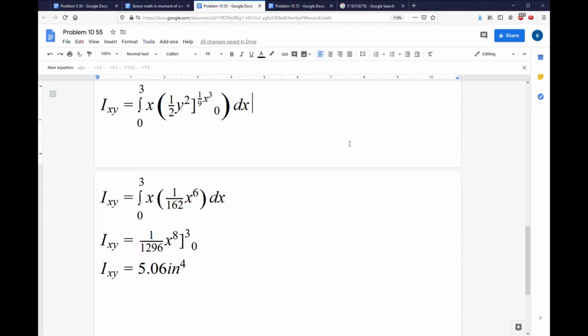And if you'll pardon me, I just noticed a little mistake I made, but I've corrected it. So the integral of x times 1 over 162 x to the 6th power, well, that x turns that into x to the 7th power. Integrate that and it becomes 1/8 x to the 8th power, which when combined with the 1 over 162 gives an indefinite integral of 1 over 1296 times x to the 8th power. Plug in 3 for x, and you get this as our answer.